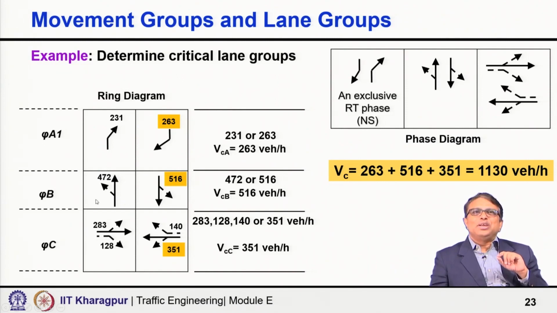Similarly, in phase B the critical volume is 516. In phase C, the critical volume is 351, because you have one exclusive right turn 128, 283, 140 and 351, but the highest one will dominate. So, 351 is the critical volume. So, the overall critical volume, adding the critical volume in phase A, phase B and phase C, is 1130 vehicles per hour.